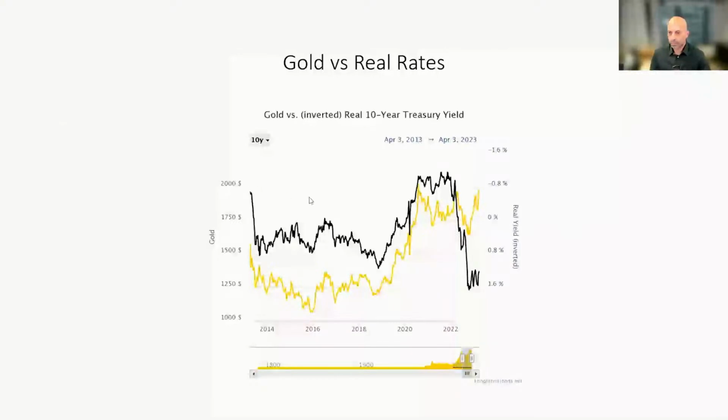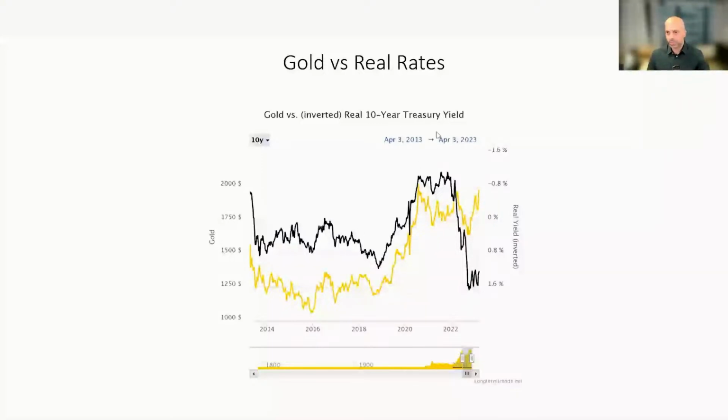Okay. Gold versus real rates. This is a chart that I would like to describe in detail to you guys, because this is what helps me guide the direction of gold on a larger time frame. What we're looking at here is the chart showing the price of gold with respect to real rates. The price of gold is in yellow and real rates are in black.